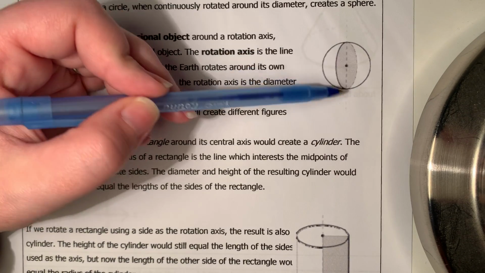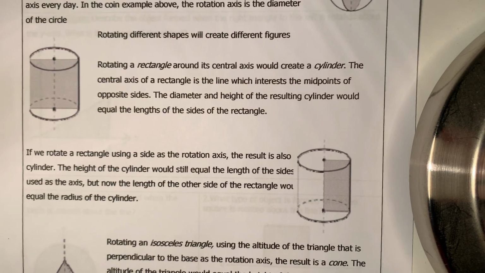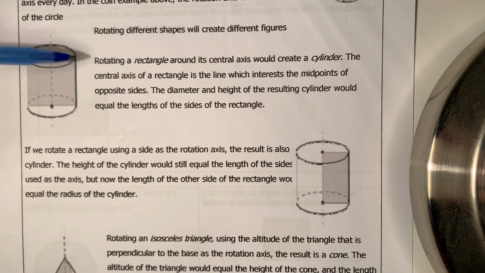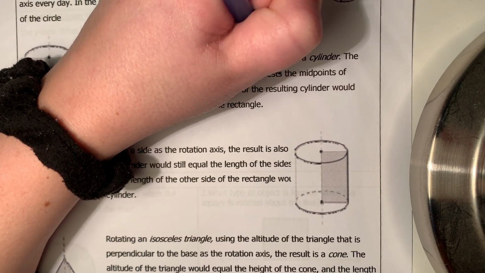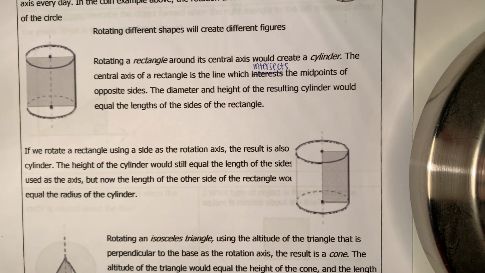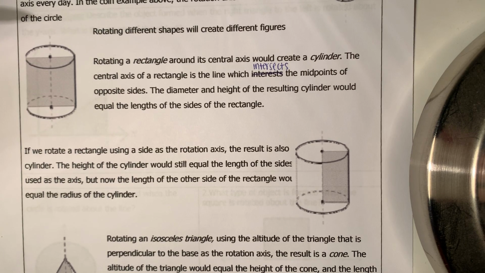So far we have that rotating a circle will create a sphere. Rotating a rectangle around its central axis will create a cylinder. The central axis of a rectangle is the line which intersects, not interests, intersects the midpoints of opposite sides. The diameter and height of the resulting cylinder would each equal the lengths of the sides of the rectangle.